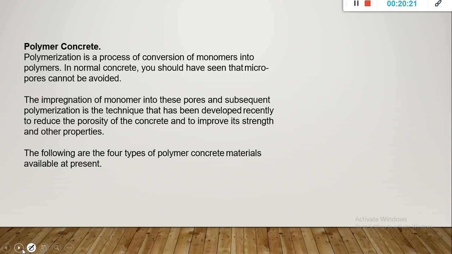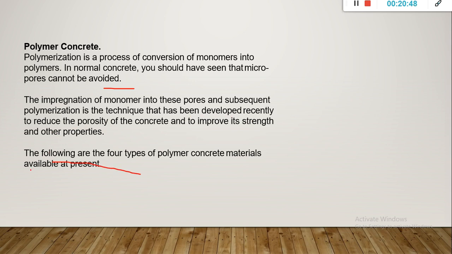Okay, and nowadays polymerized concrete is also used. Polymerization is a process of conversion of monomers into polymers. In normal concrete, you should have seen that micropores cannot be avoided. So the impregnation of monomers into these pores and subsequent polymerization is a technique that has been developed recently to reduce the porosity of the concrete and to improve its strength and other properties.